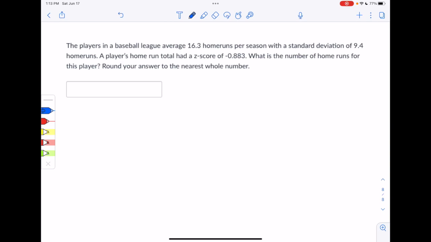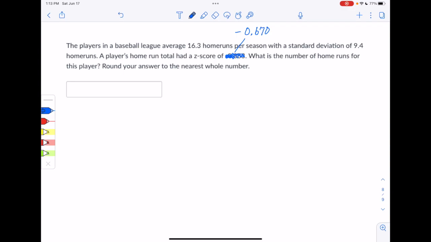So we're going to make a change here in the interest of giving help rather than answers. We're going to change that z-score, and instead of the one they gave us, we're going to work with a z-score of negative 0.670. So we're going to do the problem, but we're going to use those numbers.